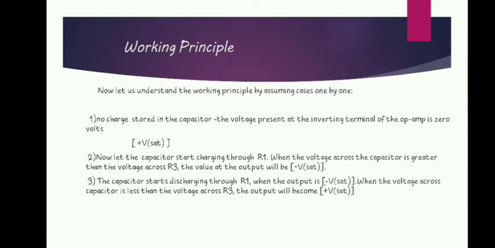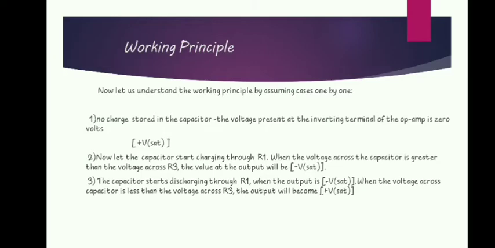Now, we'll see about the working principle. Let us understand the working principle by assuming three cases one by one. First, we'll assume that there is no charge stored across the capacitor initially. So, the voltage present at the inverting terminal of the op amp will be 0 volt. But there will be some offset voltage. Due to this, let us assume that the value will be plus Vsat.